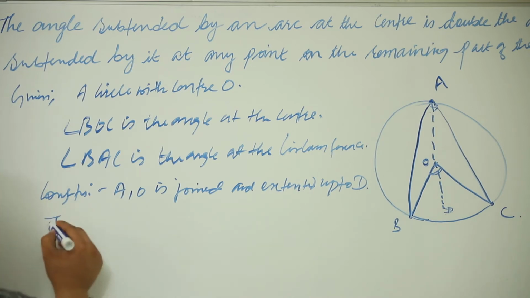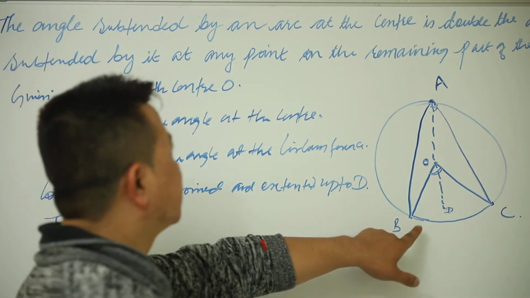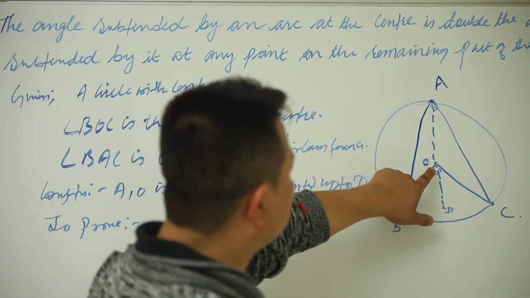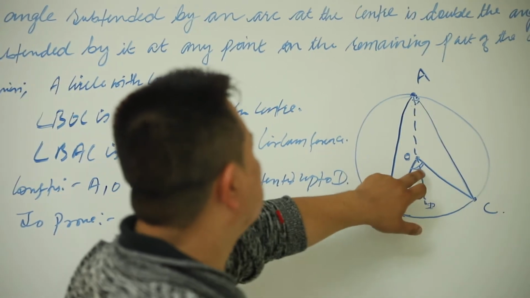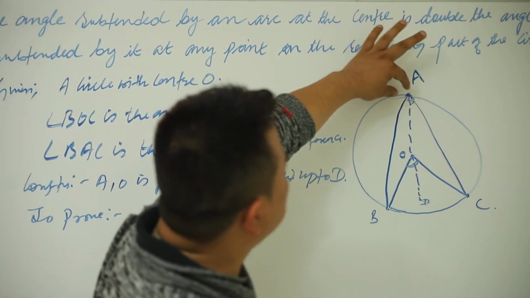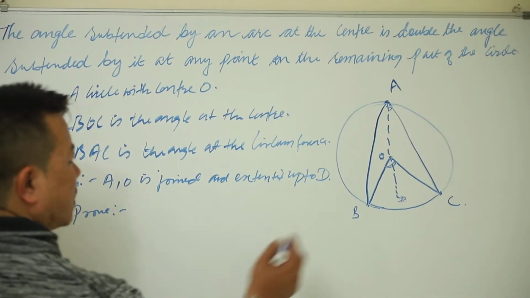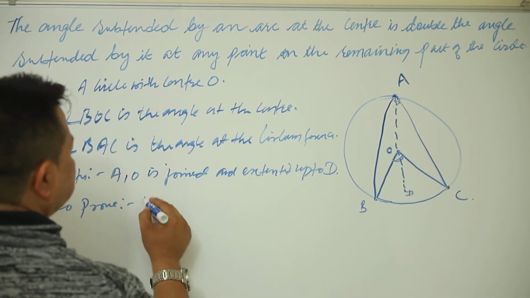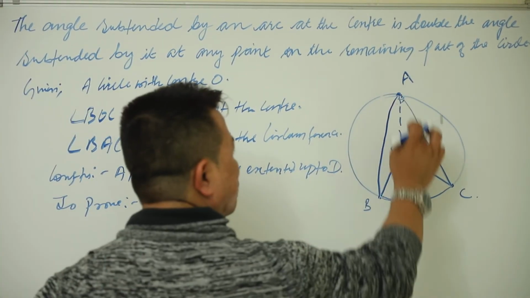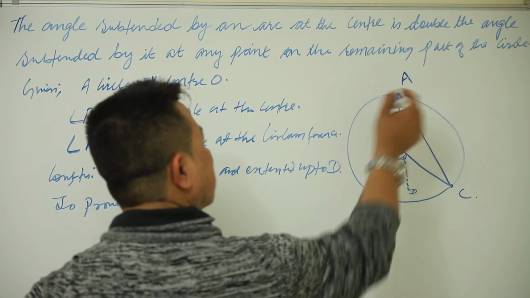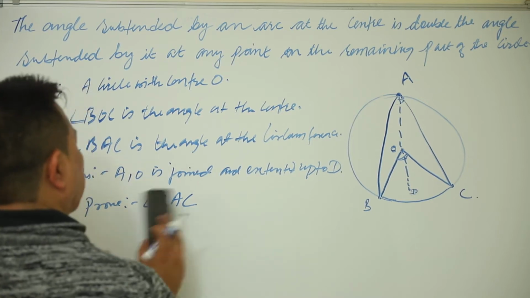Now what do we have to prove? As the question says, the angle subtended at the center of the circle standing on the arc BC is double the angle at any point in the circle at the circumference. So this relation between these two angles standing on the same arc, what you have to prove? This angle is double the angle of this one. Angle BAC.